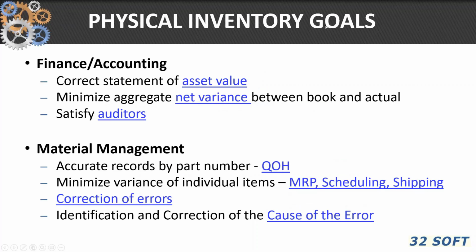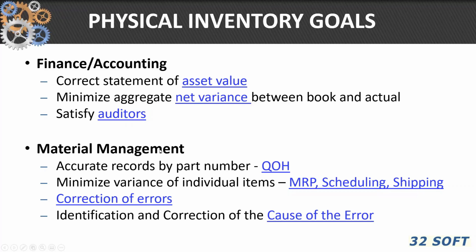The financial goals of physical inventory are, again, the correct statement, the minimization of the net variance. Now, this is from a financial or an accounting point of view. And we'll see that there's a great difference between the accounting goal of physical inventory and materials management. Because in an accounting sense, we want to have a minimum net variance and we want to make the auditors happy. That's always an important thing for the finance people.